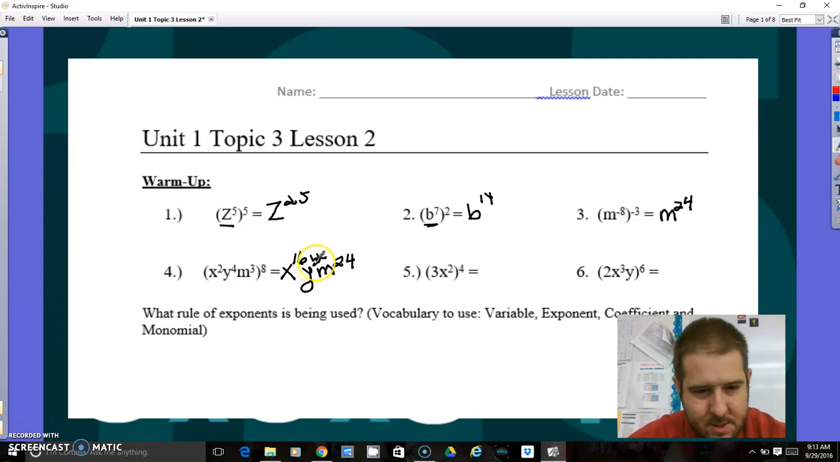And I guess you're going to have to watch the video because it's kind of hard to see if that's a 32. That's what that is. That's a 32. Next, 3x squared to the 4th.